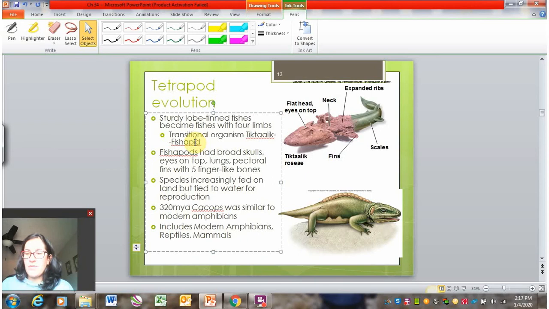Sorry about that typo there. Go ahead and fix that. Tiktaalik, also known as fishapod.